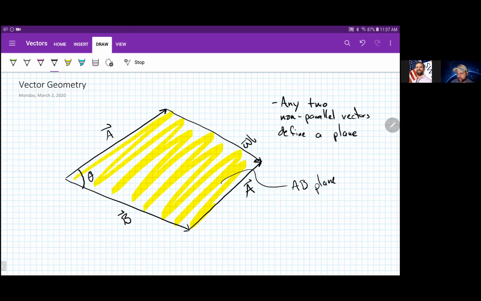Okay, it makes a plane like a sheet of paper. So one edge of the sheet of paper is A, the other edge of the sheet of paper is B, and we fill all that in. It makes a plane called AB. All right, and that's the entire paper.